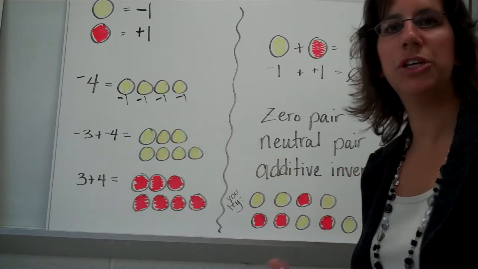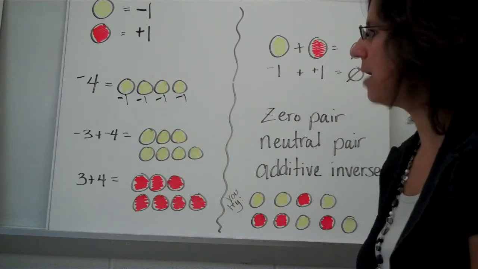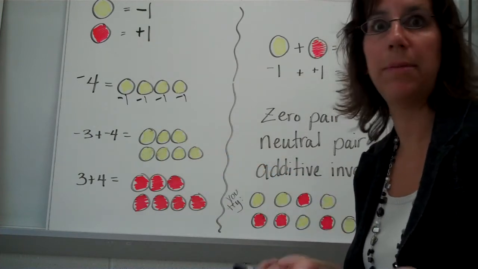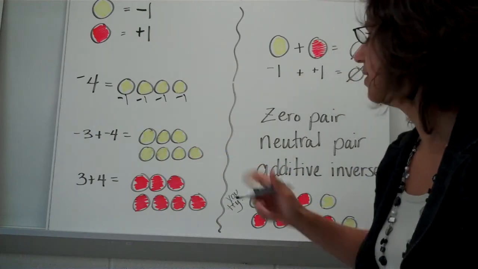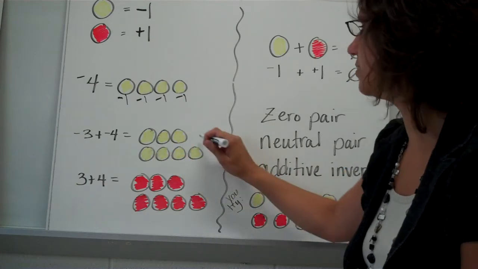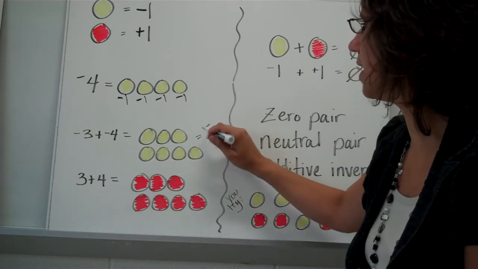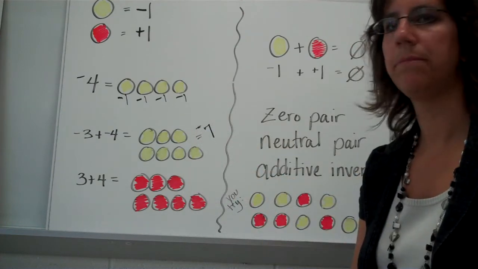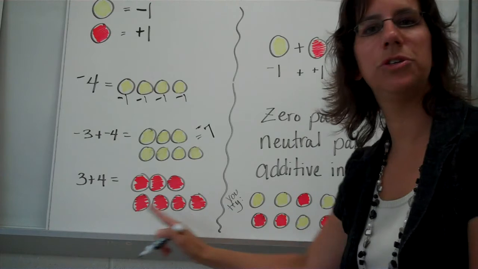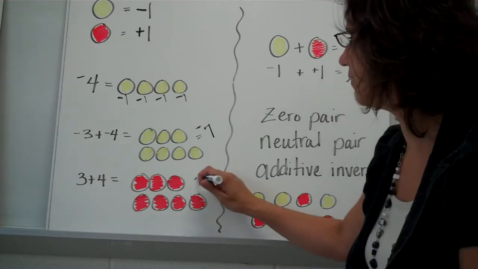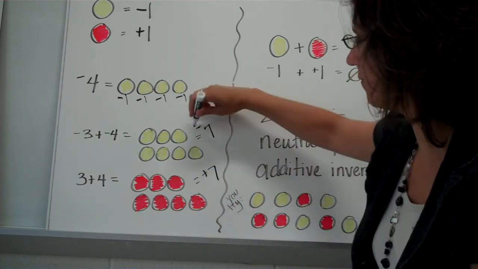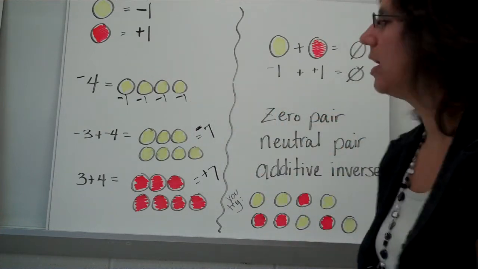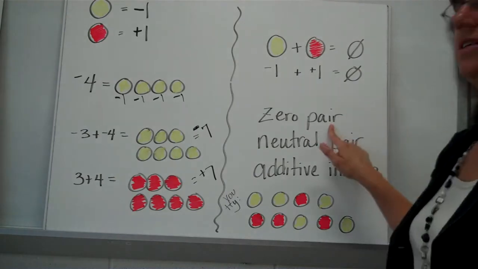So if you were trying to actually use these in order to solve a problem, if you had 3 yellow circles and you add 4 more yellow circles, how many yellow circles do you have? Right. You have 7 yellow circles, and those 7 yellow circles represent a negative 7. Okay? And now if you have 3 red circles and you add 4 more red circles, altogether you have 7 red circles. So therefore, you have a positive 7. Easy enough, right?